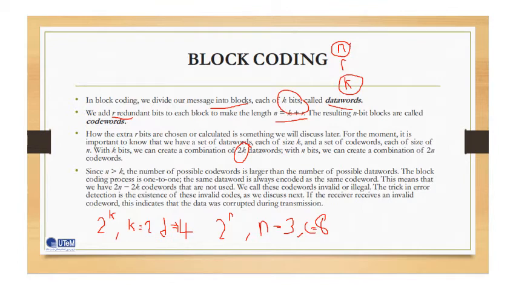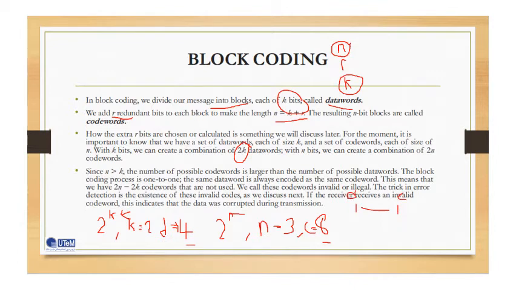And for different values of n and k, since n is always greater than k, here n equal to 3, k equal to 2. The number of possible code words is larger than the number of possible data words. Yes, this is 8, this is 4. The block coding process is one-to-one, meaning that one data word is mapped to one code word.